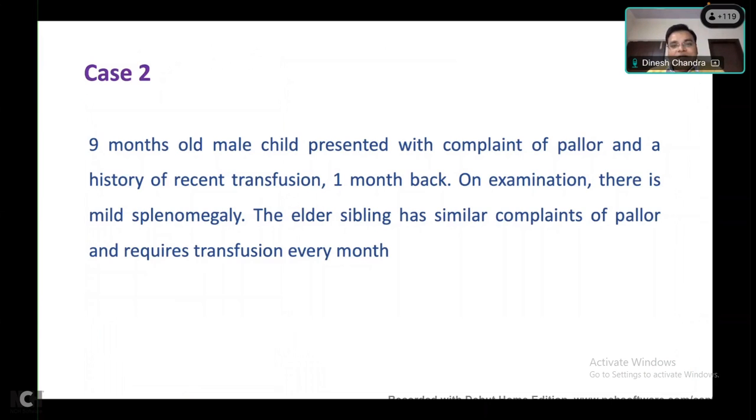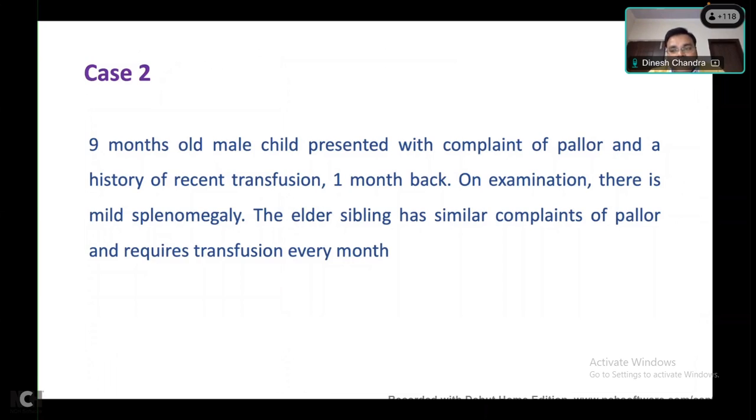I think this is a background which we wanted to give you before we discuss the next few cases. So anyone of you can pick case number 2, which is a 9-month-old child presenting with pallor and a history of recent transfusion 1 month back. On examination, there is mild splenomegaly, and his elder sibling has a similar complaint of pallor and required transfusion every month. So what information are you getting from this history?